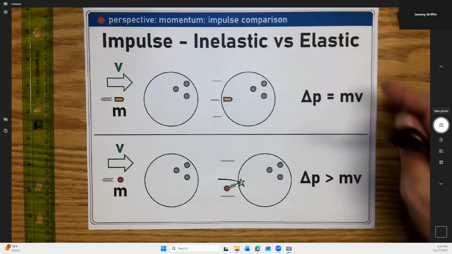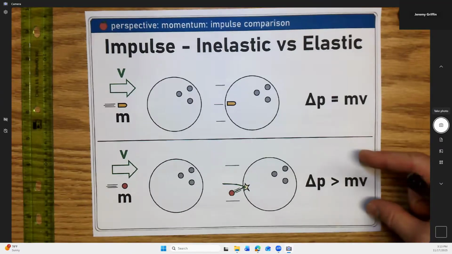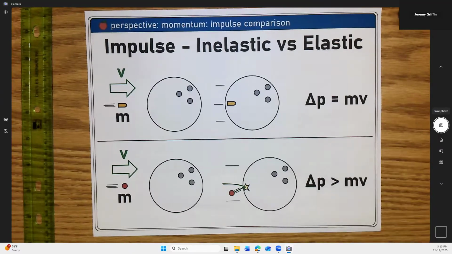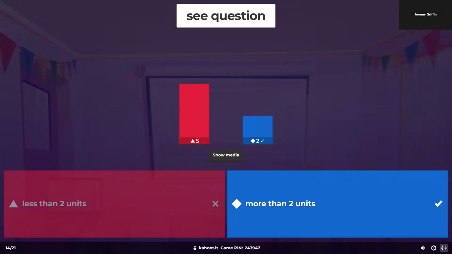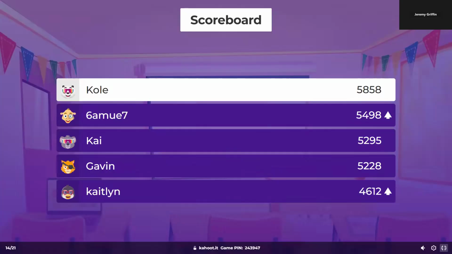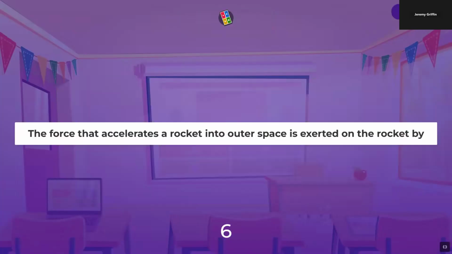Okay. So if it sticks, it looks like this top picture. If it bounces, boing, it looks like this bottom picture. It actually gets the bowling ball rolling faster. Okay. Maybe up to twice as fast. Somewhere about there. More than 2. All right. That would also be a good midterm question. Caitlin, Gavin, Kai, 6-7, Cole.